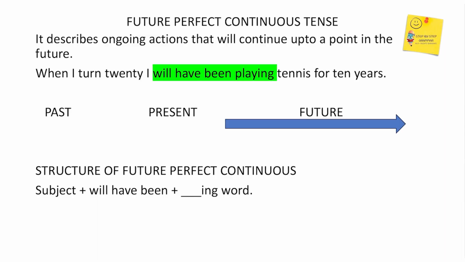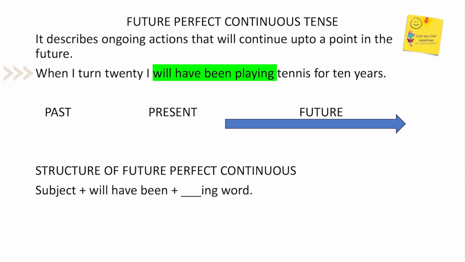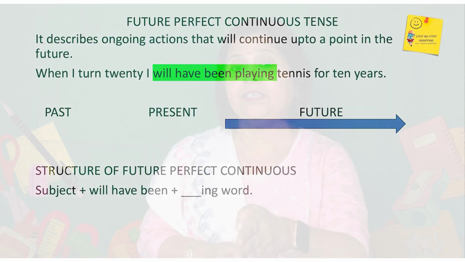Now let us move on to the third one, and that is the future perfect continuous tense. Number 3, the future perfect continuous tense. This tense talks about ongoing actions in the future till another event in the future. So again, we have 2 future events. For example, when I turn 20, I will have been playing tennis for 10 years. So again, 2 future events. I'm not yet 20. When I turn 20, that's the future. Then I will have been playing tennis for 10 years.